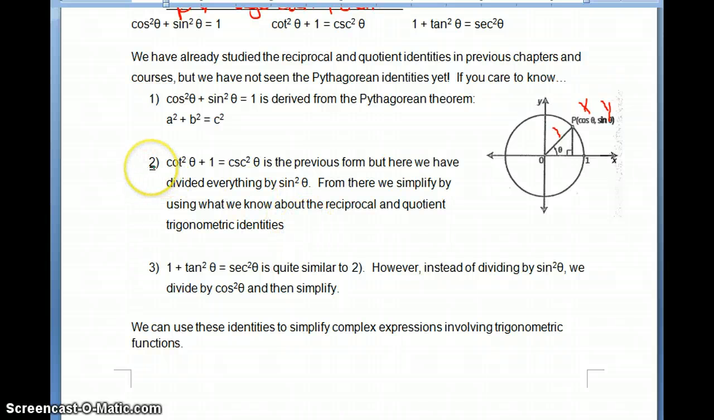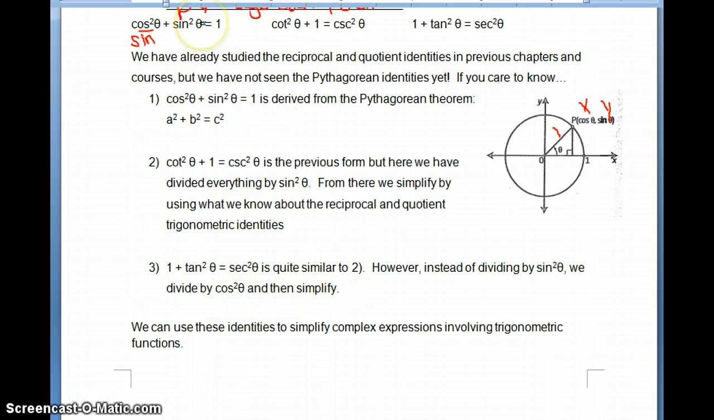So here, cotangent squared theta plus 1 is equal to cosecant squared theta. This one, we just divided everything by sine squared theta, and then we just simplified from there. And our third one was similar to the second one, but instead of dividing by sine squared theta, we divided by cosine squared theta and then simplified.